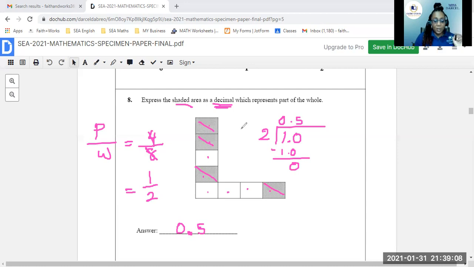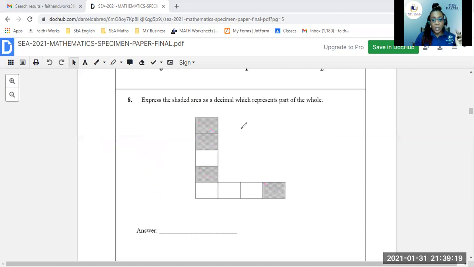And there you have it. Make sure to read what the question asks, because if the question said, put it as a fraction, you wouldn't put 0.5. So you have to be very careful. All right, let's go to the next one.